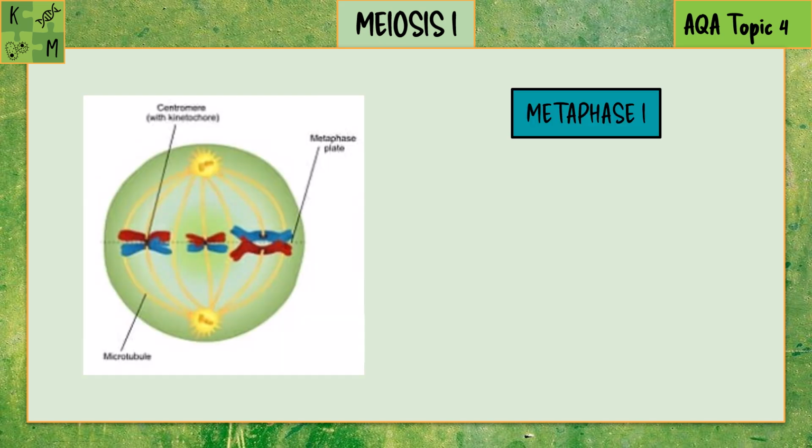The next stage is metaphase 1. As in mitosis, the chromosomes line up at the equator of the cell. However, within meiosis 1, the chromosomes are lined up in their homologous pairs. The spindle fibers attach to the chromosomes at their centromere.